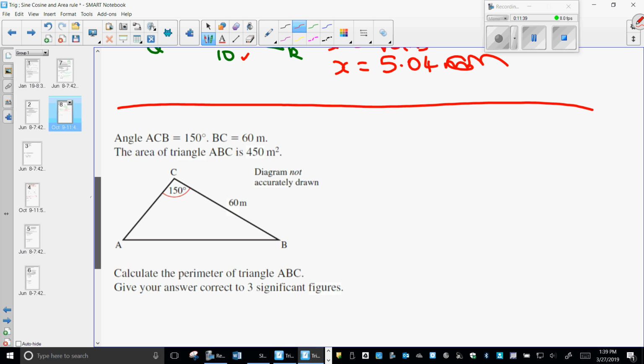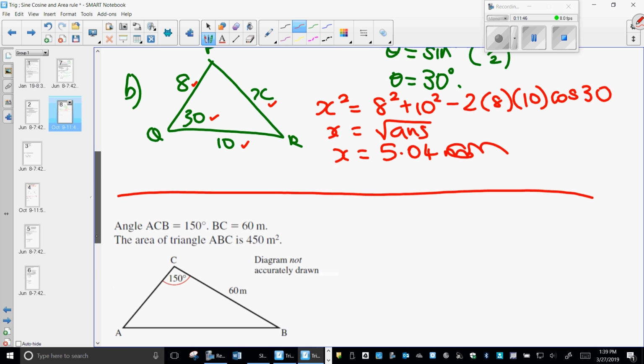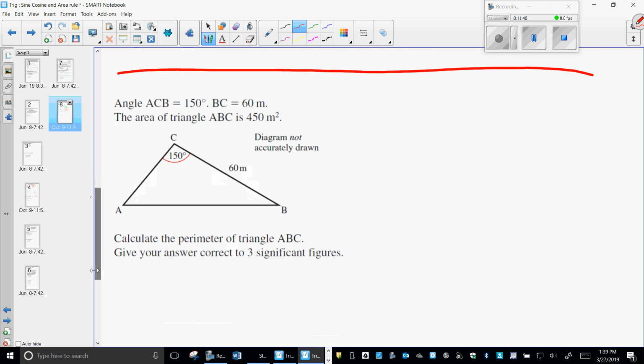Now the fact we need to find the perimeter of the triangle means we need to find the other two sides. So which side are we going to find first? Knowing that the area. AC, good. You're happy with that? Dana, why would I find AC first?